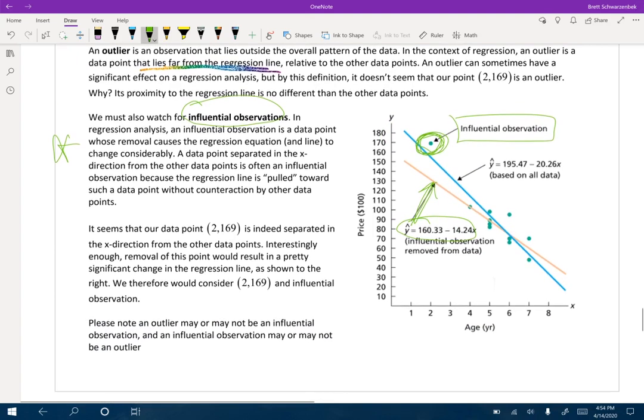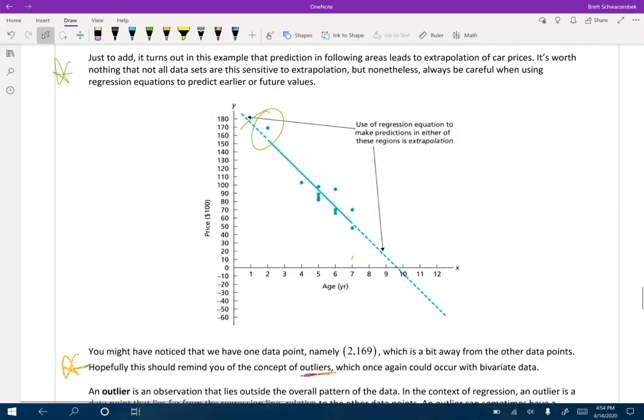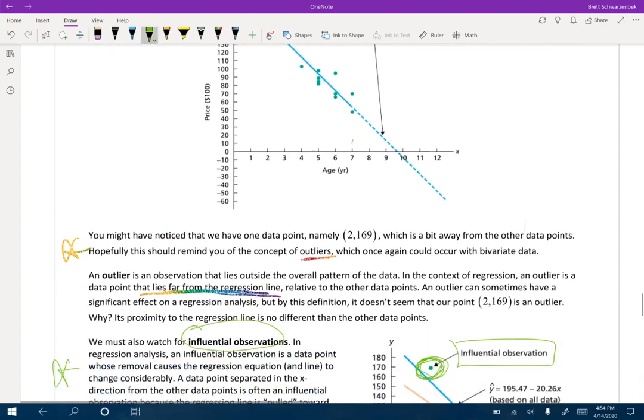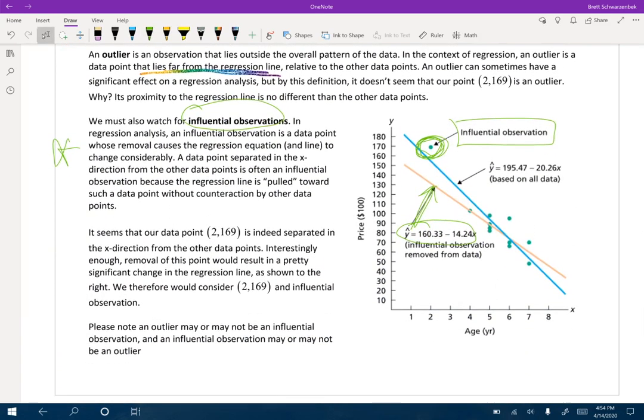So to be clear, we can visualize an outlier from a graph by just looking at how far it is away from the regression line. But an influential observation must be computed by its removal and how it affects the look and equation of the regression line. We don't really have a standard for that. We more just look at how the line changes.